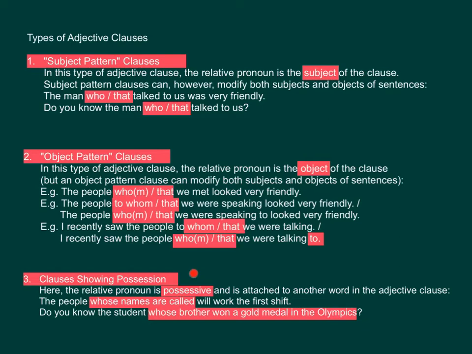3. Clauses showing possession. Here, the relative pronoun is possessive and is attached to another word in the adjective clause. For example, the people whose names are called will work the first shift. Another example, do you know the student whose brother won the gold medal in the Olympics?